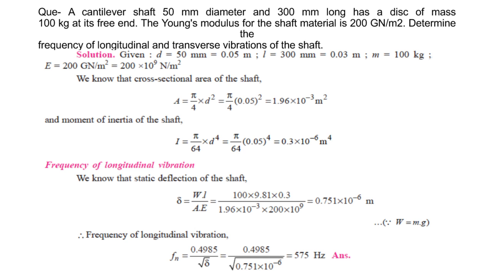Therefore I have got delta as WL by AE. I have found delta first. Put the value of delta directly in the formula of natural frequency. Fn is equal to 0.4985 divided by square root delta, and I have got a natural frequency of 575 Hertz. This is also a way to find the natural frequency for this kind of problems.